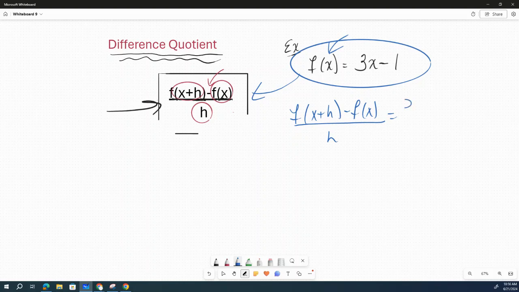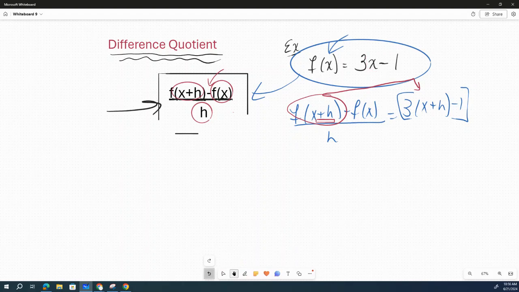So we have 3 times x plus h, and then we have minus 1. So that's my first statement, that's my f of x plus h. All I did was take my x plus h and substitute it in for x. Okay, so take note of that.